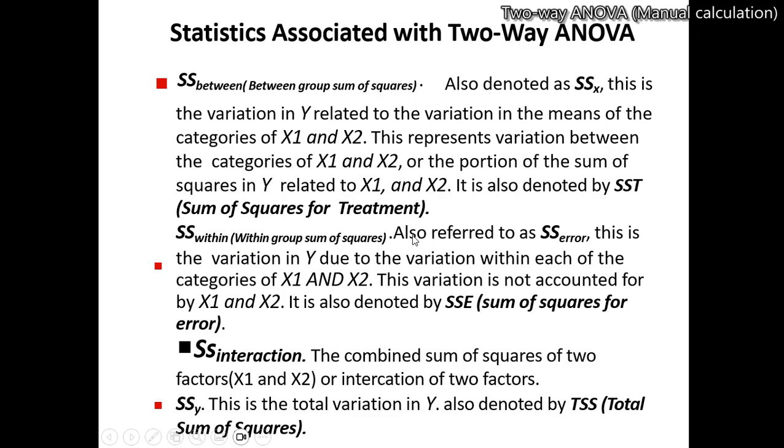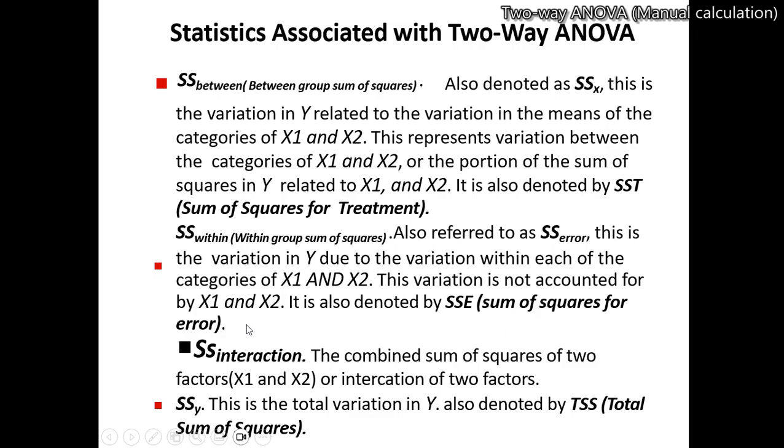Sum of squares within, also referred to as SS error, is the variation in y due to variation within the categories of x1 and x2. This variation is not accounted for by x1 and x2. It is also denoted by SSE, that is, sum of squares for error.